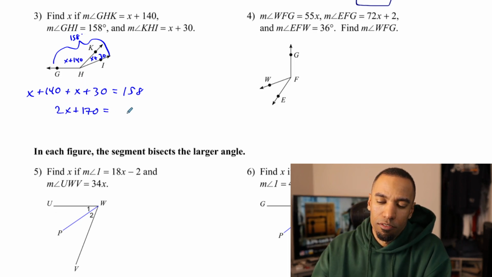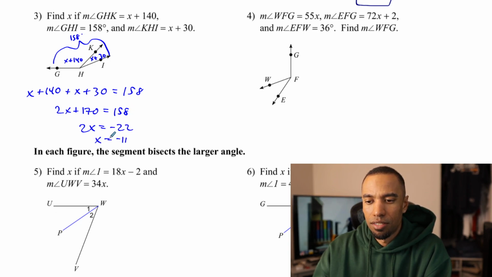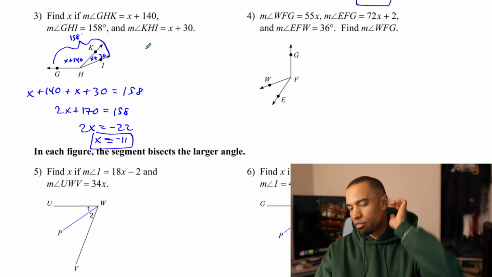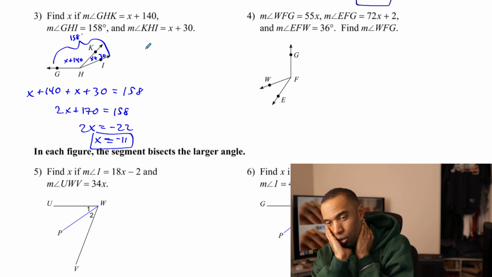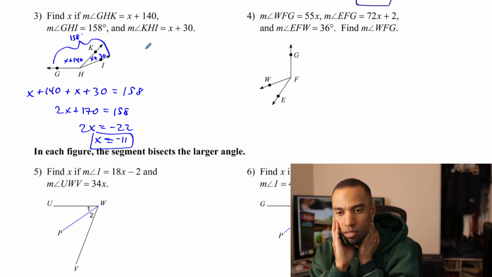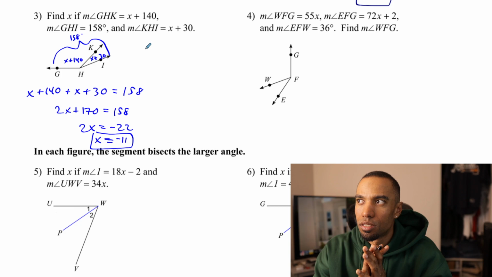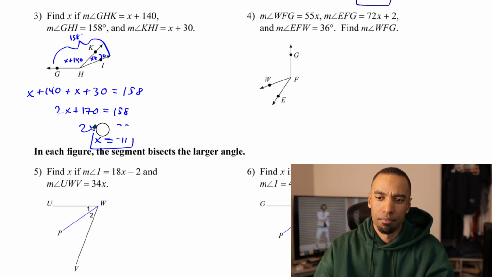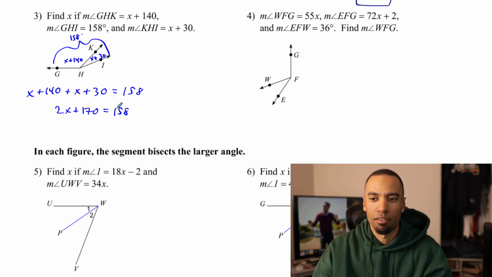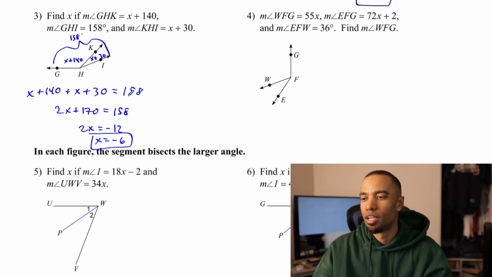2x plus 170 is 158. 2x is going to equal, looks like negative 22, so x is negative 11. I guess that's right. Negative 11 plus 140 is 129. Negative 11 plus 30 is 19. 19 plus 129 is 148. Not 158. Oh, did I do that right then? 129 plus 19, no, that's 148. What did I do wrong? Oh, that's not negative 22. Let's do that again. See, we double check. That's what happens when something falls off. That's 12. 2x is negative 12. X is negative 6. Okay, I'm going to trust that and move forward.